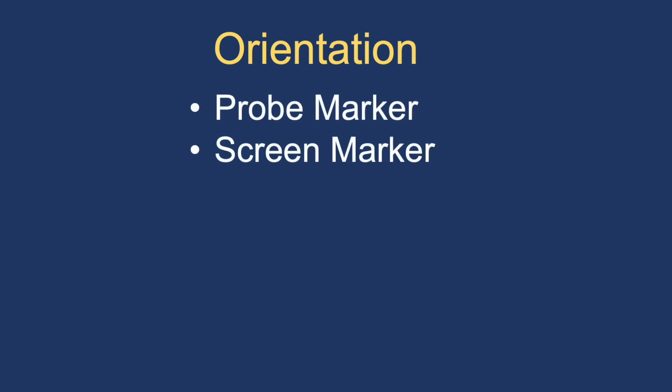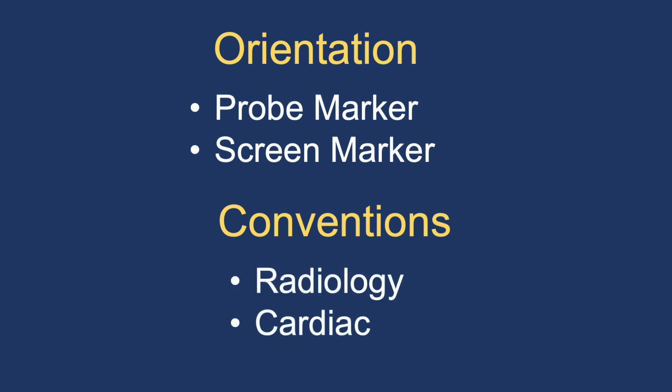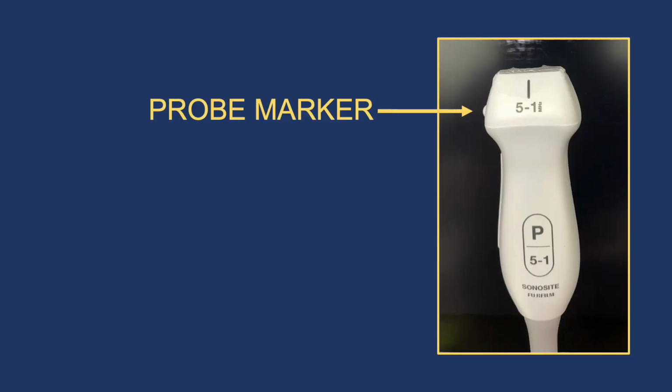Orientation is another important factor. It's kind of like a video game where you need your hand-eye coordination. So the probe has a marker on it, and there's a screen marker so that you can orient yourself. There's also two different types of conventions as to how to place the probe marker. There's the traditional radiology one as well as a cardiac one. Every probe has a marker, whether it is a knob, an indentation, or a painted mark. You need to know where the probe marker is on the probe that you are using.